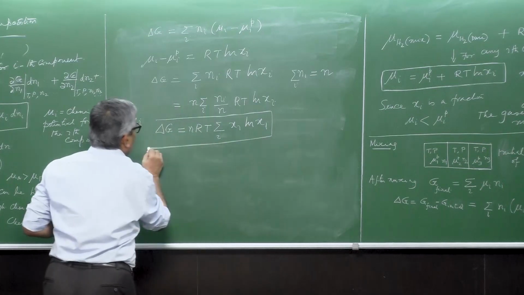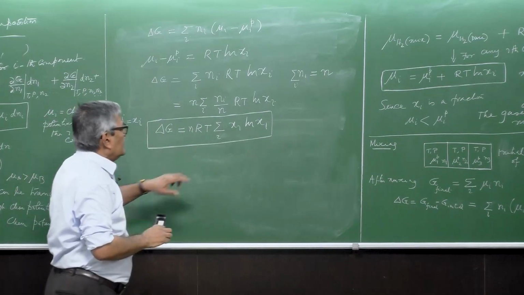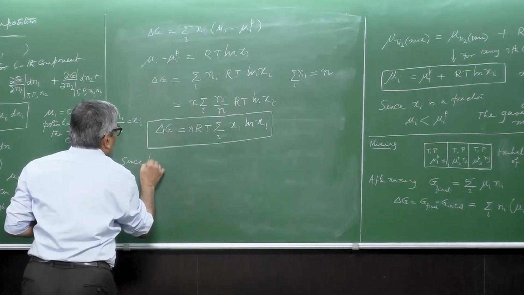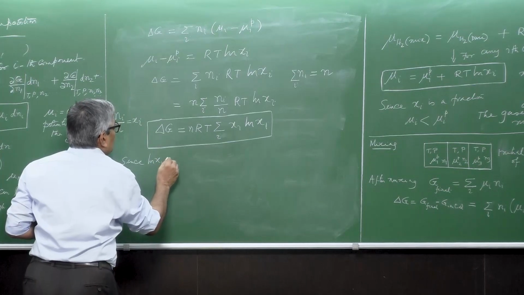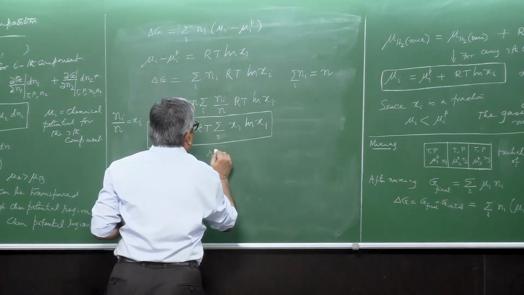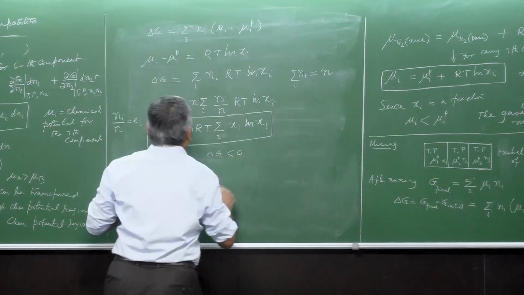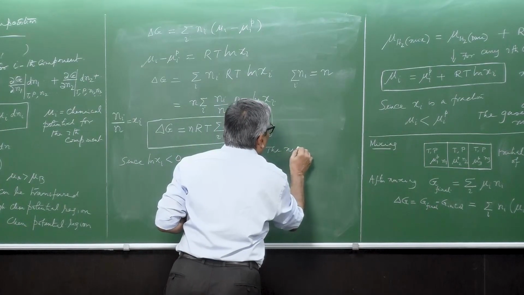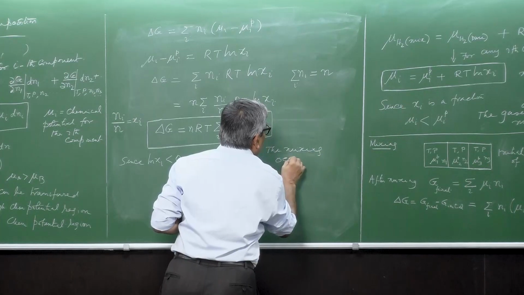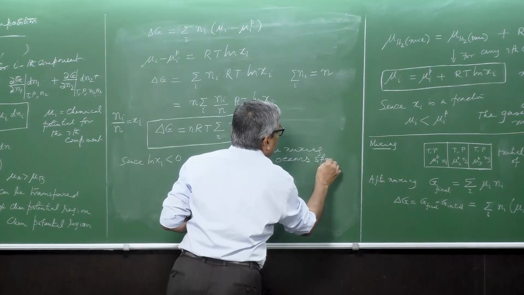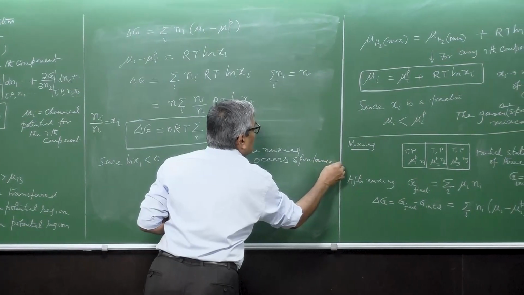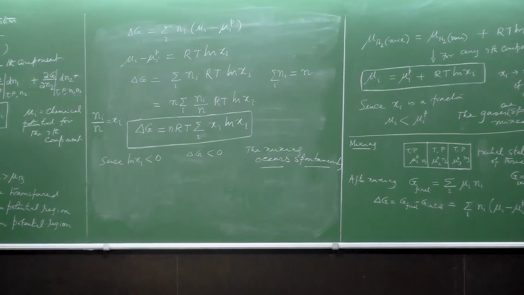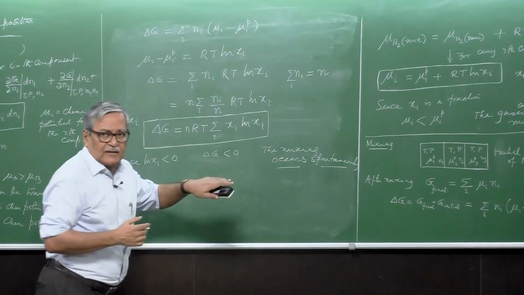That is the free energy of mixing, and you can see that it is always negative because ln xi is less than 0, so delta G is less than 0. So free energy change is negative. So the mixing occurs spontaneously. So that's a spontaneous process. The mixing of the gas is a spontaneous process that is easily seen.